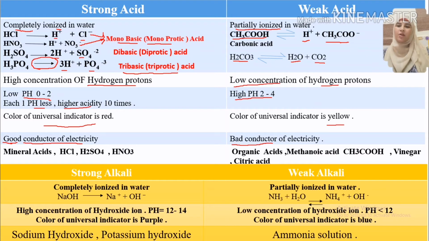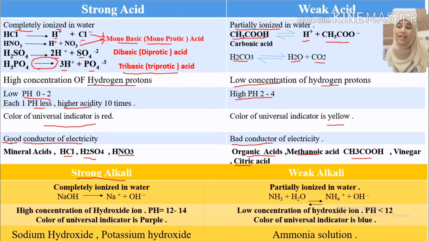Strong acids like mineral acids, like hydrochloric acid, sulfuric acid, and nitric acid. They are mineral strong acids. Weak acids like organic acids, methanoic acid, citric acid, vinegar, carbonic acid, all of these are weak acids. Now we will start to compare between the strong alkali and weak alkali. They are exactly the same but with different examples.